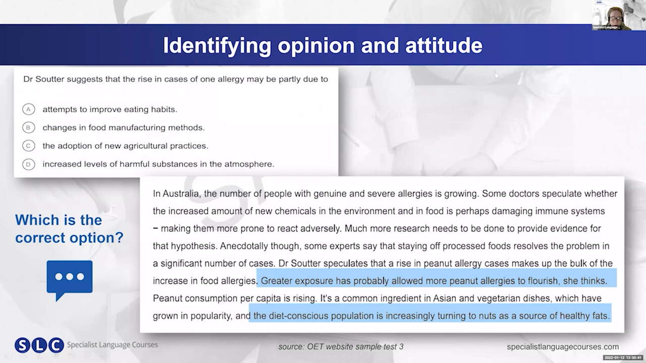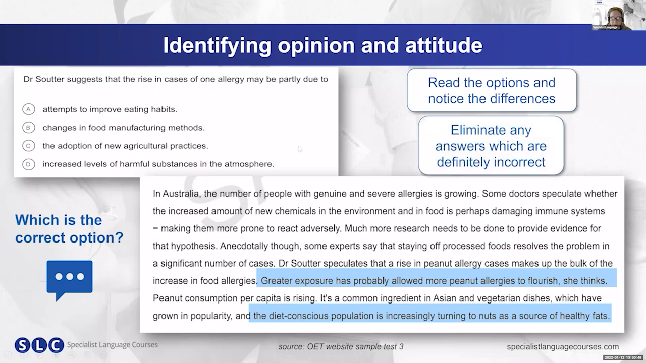So, which option is the answer? Eliminate the ones which are definitely incorrect and let me know in the chat box. We already know the answer because we found it ourselves. Which option matches our answer? Absolutely. It absolutely has to be A. It's clearly there.